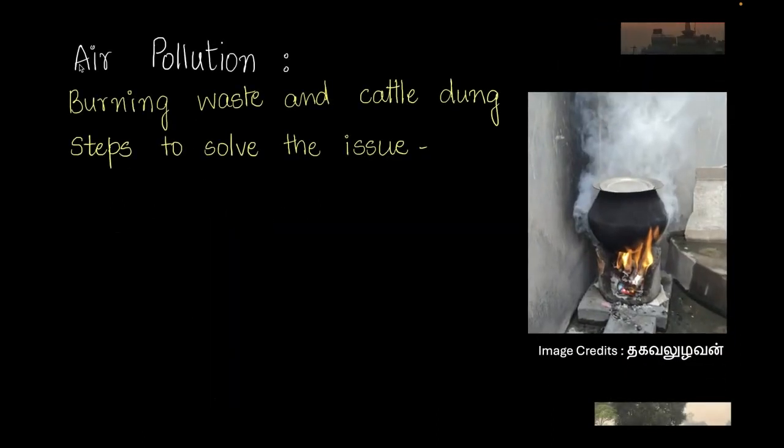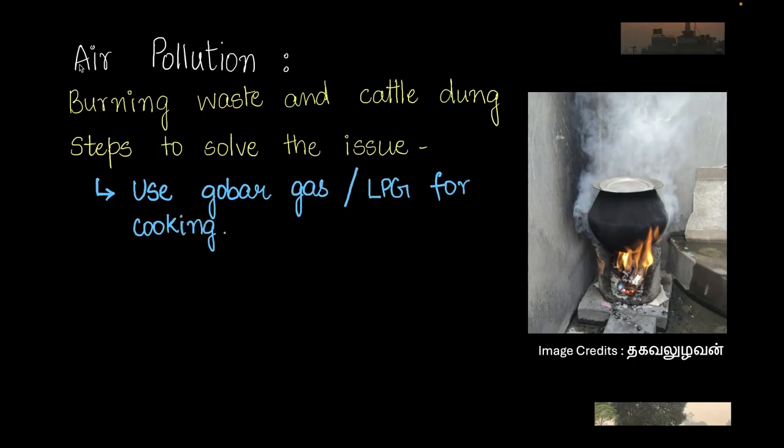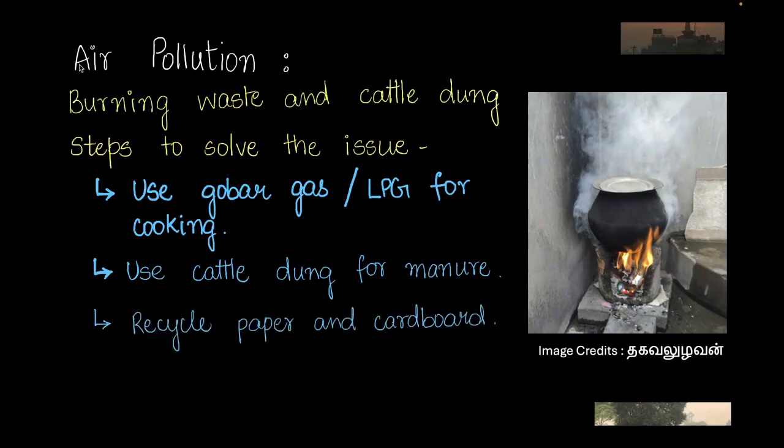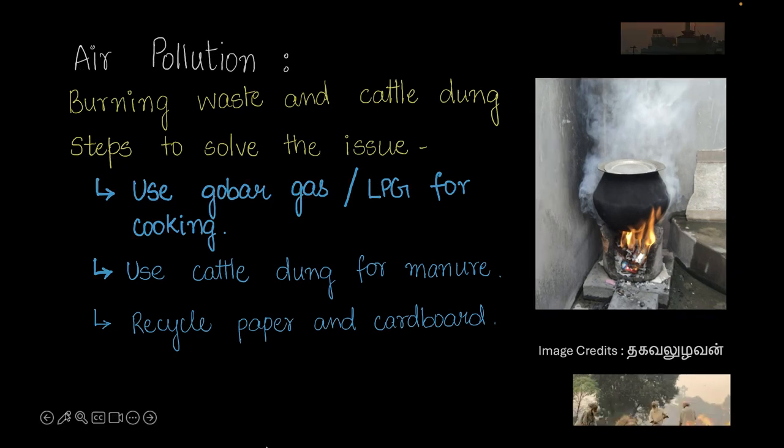The other common cause of air pollution in villages is burning waste and cattle dung for cooking and other domestic purposes. Now, while this is very economical, it does cause a lot of harm to the atmosphere. So what should one do? We could use LPG or gobar gas for cooking. We could use the dung instead for manure, which is very, very useful. We could also recycle the paper and cardboard so that it could be used more effectively.